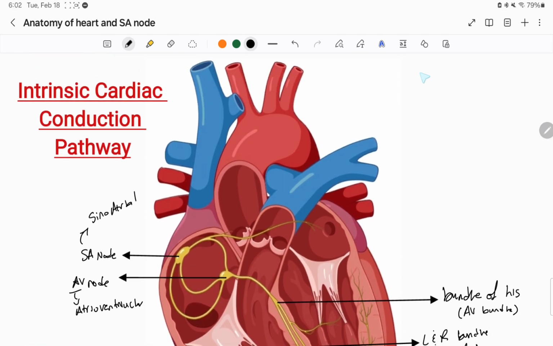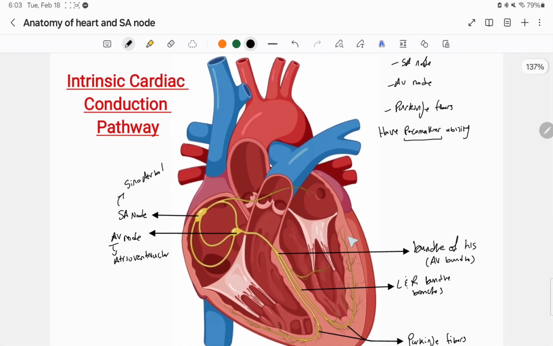So we've talked about three things that so far have a pacemaker ability: the SA node, the AV node, and the Purkinje fibers. But which of them is actually setting the pace for the heart? Well, what do I mean when I say pacemaker? Pacemaker just refers to who sets the heart rate. And you guys know what the heart rate is, right? The heart rate is the number of times the heart contracts in one minute. That's why it's measured in beats per minute.